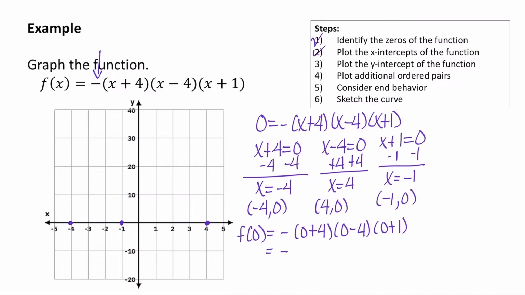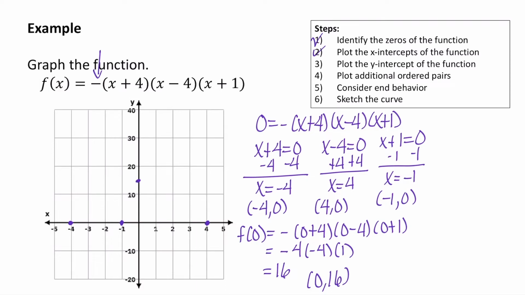So we have negative, okay, 0 + 4 is 4, times 0 - 4, that's -4, and then times 0 + 1, which is 1. So that is going to give us -(4)(-4)(1), which is 16. So that means this graph has a y-intercept at (0, 16). So that's going to be about here on my graph.